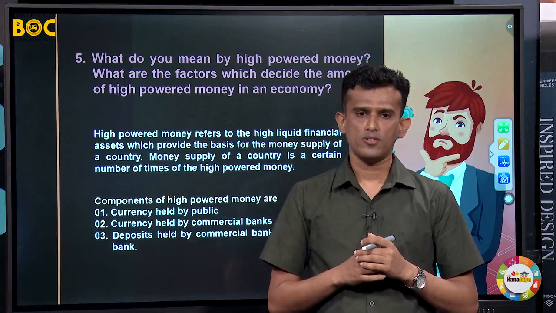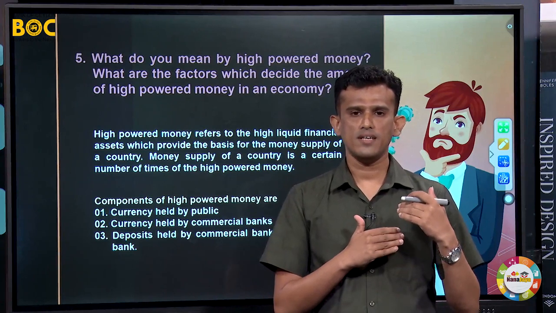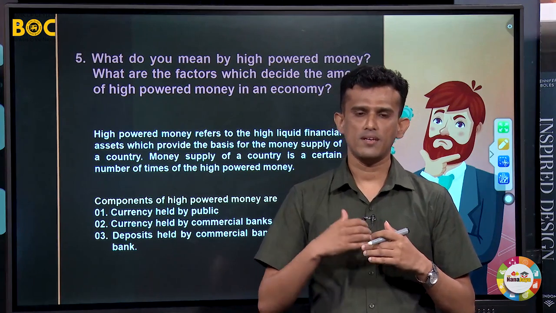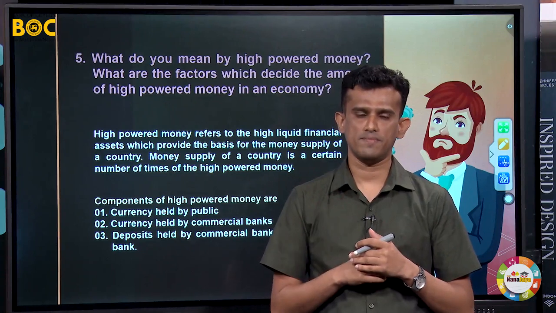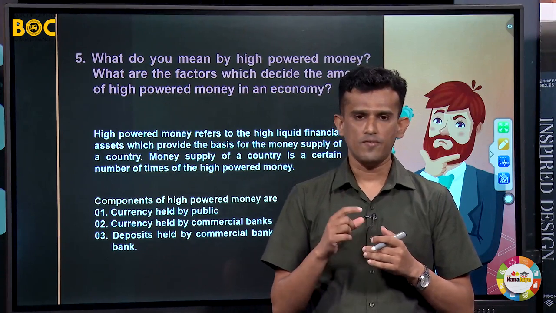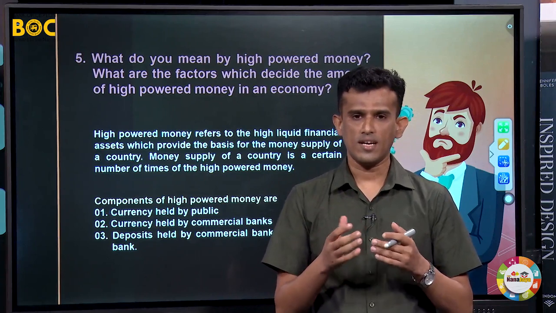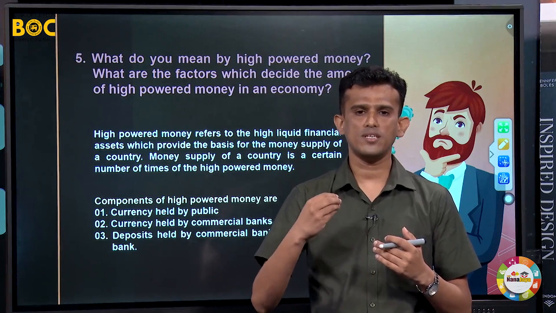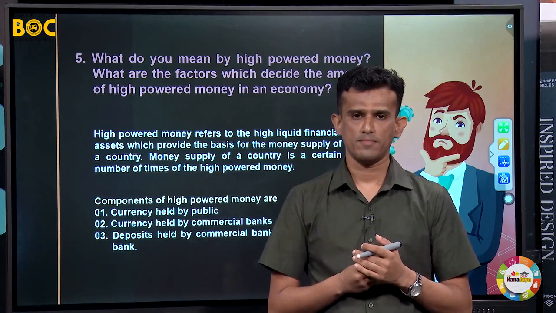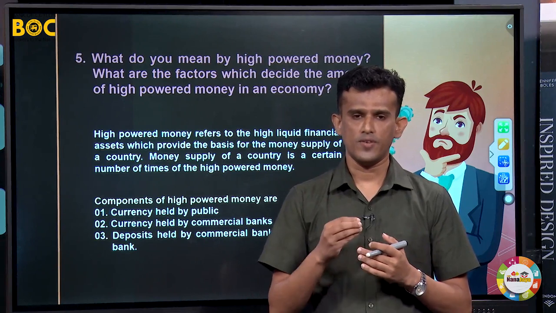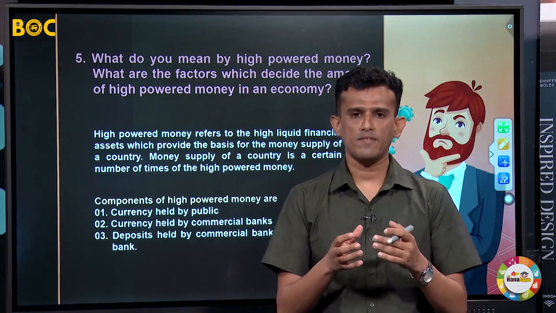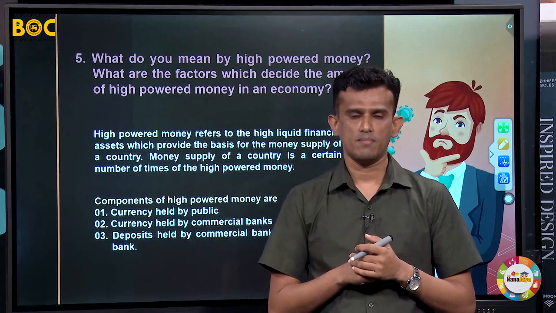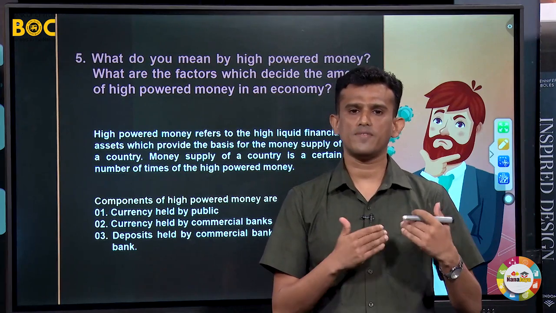So, the central bank is creating this high-powered money in the economy by acquiring various types of assets. We say that every currency note and coin that we as the general public hold is a direct financial liability towards the central bank, because the central bank is the issuing entity of this high-powered money.